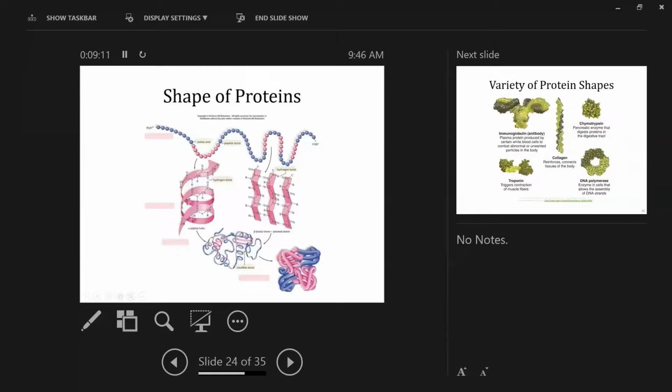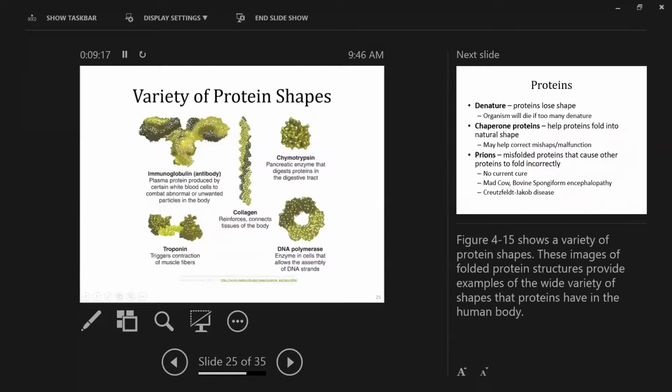So here's an example of a primary protein structure, secondary, tertiary, quaternary. The proteins come in a variety of shapes and sizes. They are essentially expressed traits.